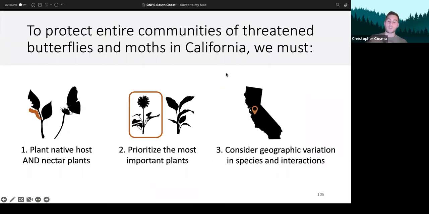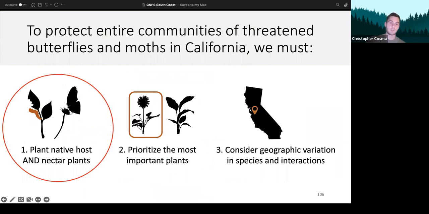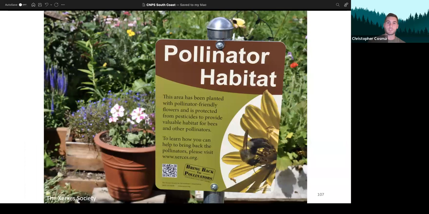All right. So coming back to my first point, the importance of planting native hosts and nectar plants. We see a lot of emphasis on things like pollinator gardens. These pollinator gardens usually emphasize the importance of planting those showy flowers that attract our adult butterflies, our pretty butterflies and bees.